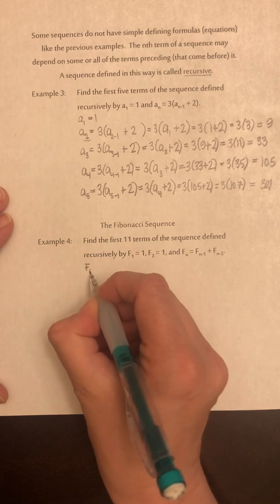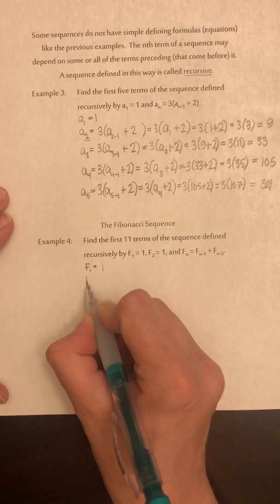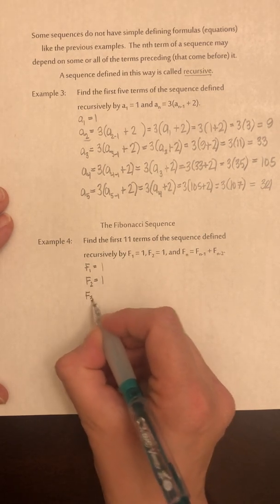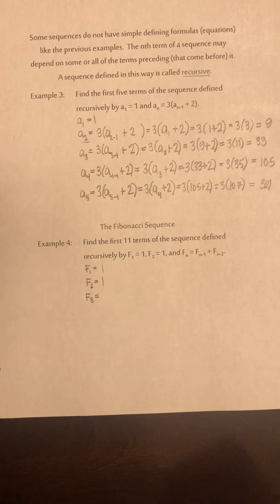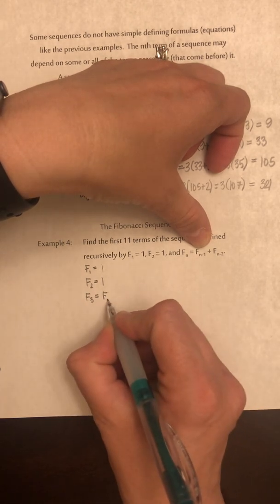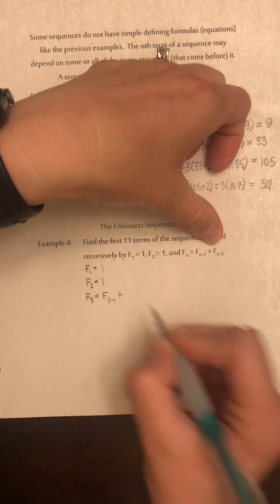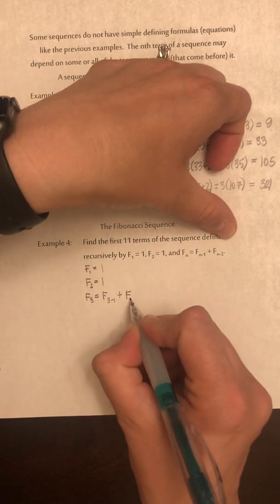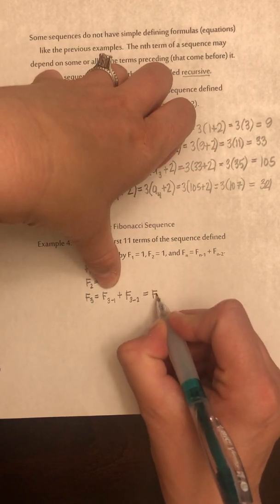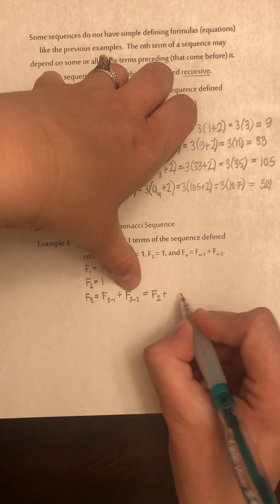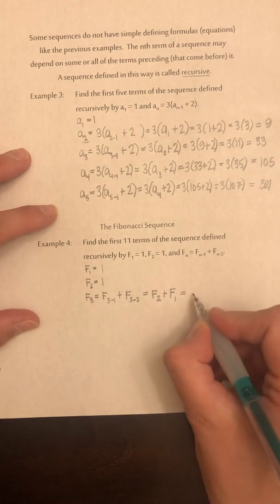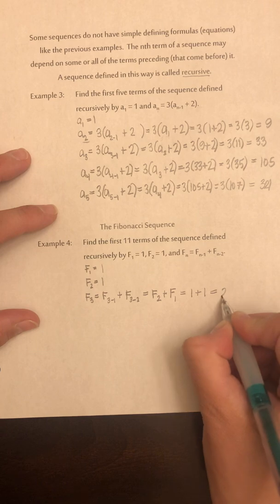So the first term is 1, and the second term is 1. All right, let's try for the third. That means n is 3. So let's look at what that means. That means we need f sub 3 minus 1 plus f sub 3 minus 2. What does that mean? That means that we need the second term and the first term, and we're going to add them together. So both of those are 1, so we get a 2.